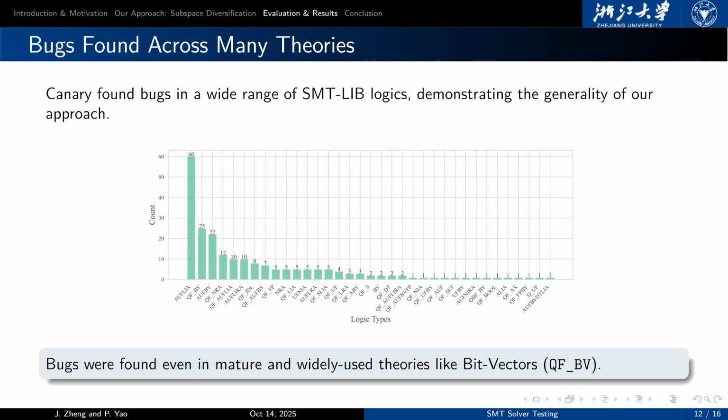Furthermore, our approach demonstrates great generality. This chart shows the distribution of bugs across different SMT-LIB logics. Canary found bugs in a wide variety of theories, from arrays and bit vectors to nonlinear arithmetic. The fact that we found so many bugs in mature and widely used theories like bit vectors shows that even well-tested components still have hidden flaws that our semantic approach can uncover.